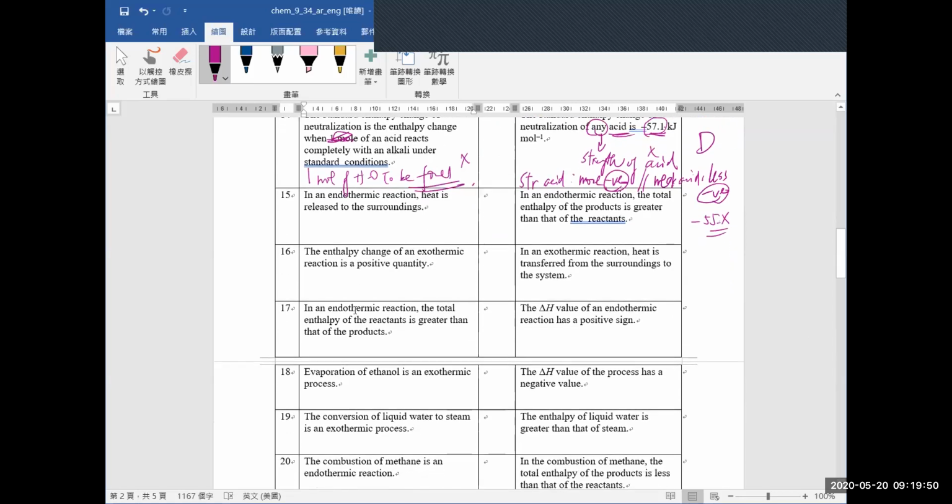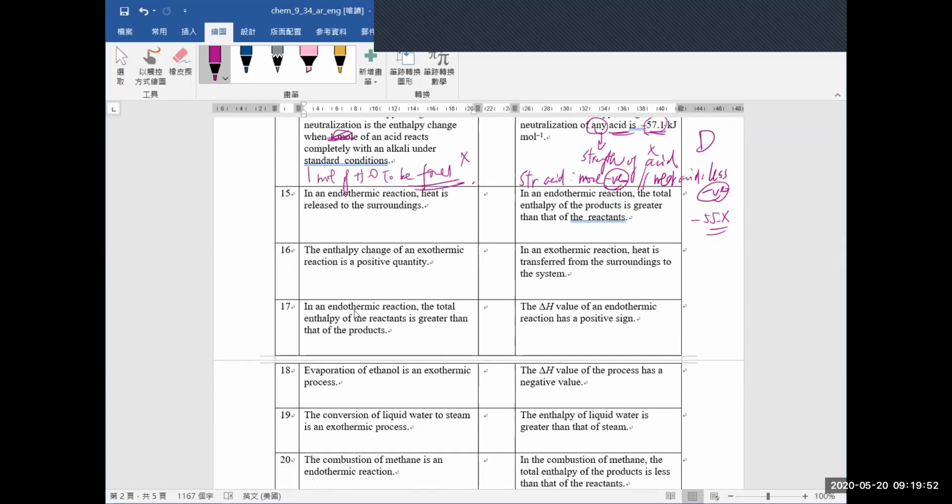15. In an endothermic reaction, heat is released to the surroundings. Okay, tell me how wrong the first statement is. Heat is released, you talk about what, right? It's referring to exothermic, right? For endothermic, heat is absorbed from the surroundings. So this is the technical term, absorbed from. Okay, circle that. Okay, it's opposite. It's C.